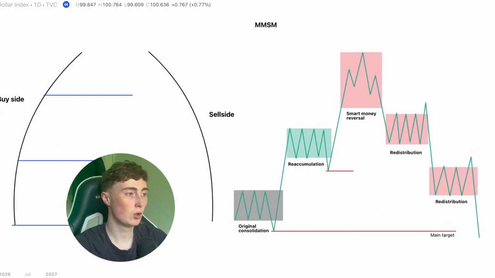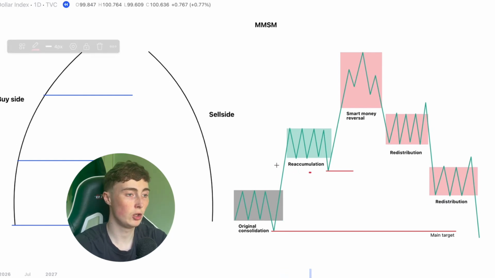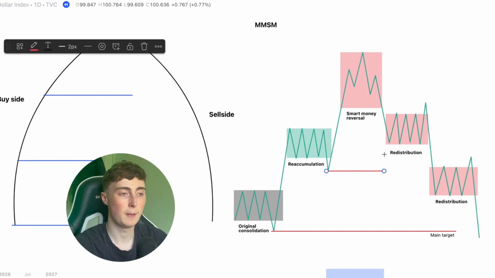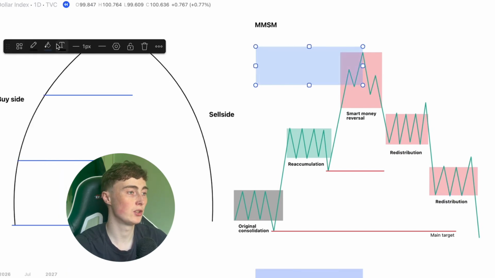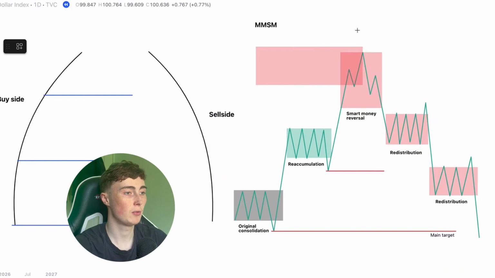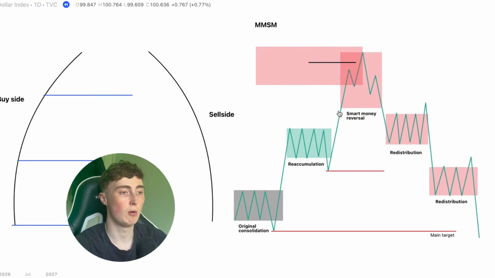Now, after the original consolidation, you're going to get an expansion. You're likely to get another reaccumulation followed by another expansion. Okay, now that reaccumulation, again, is going to leave behind liquidity that becomes the target for the sell side of the curve. Now, the buy side is likely reaching into some kind of higher time frame zone, taking out some kind of liquidity. Once we do that, okay, you're likely to get the smart money reversal, which is like a sweep and a CSD. Basically, just a change in direction.